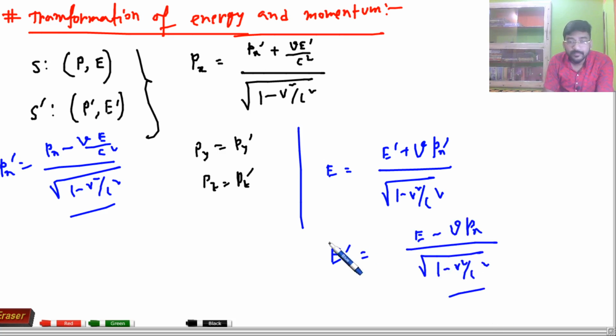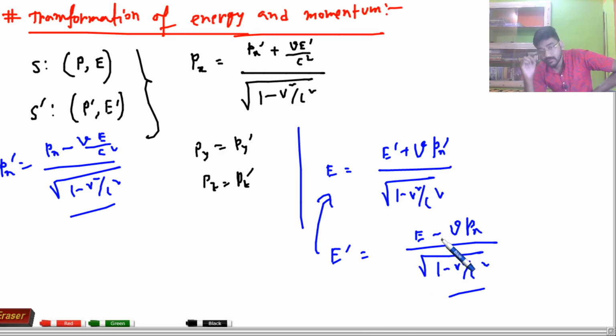Always remember, if you want to get the transformation relation from the actual relation, you have to put V instead of minus V. So you will always get the plus relation in the inverse relation, and in the actual relation you will get the negative or minus relation. Okay, so this is nothing but a transformation relation between momentum and energy.